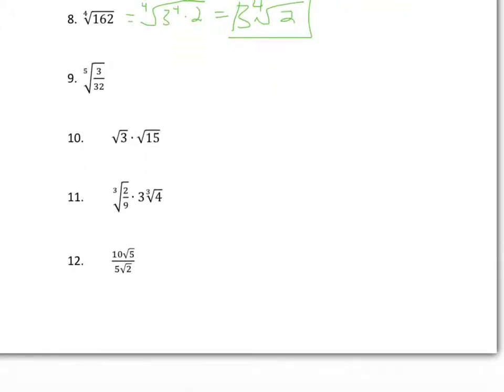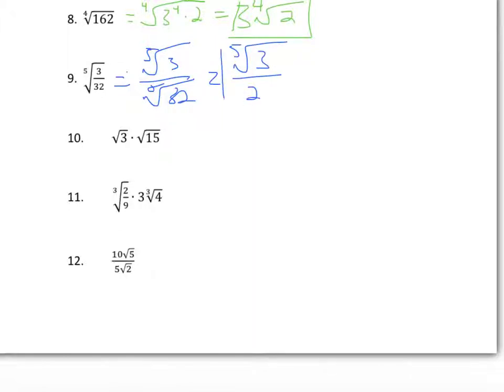Now, number 9, we've got the fifth root of 3 over the fifth root of 32. Well, the fifth root of 3 you can't do anything with. Fifth root of 32 is 2. So that's it. Now, the square root of 3 times the square root of 15. This one, also pretty easy. It's just the square root of 45. Multiply those together. Okay, square root of 45, biggest perfect square that goes in there is 9. Square root of 9 is 3, so 3 root 5.